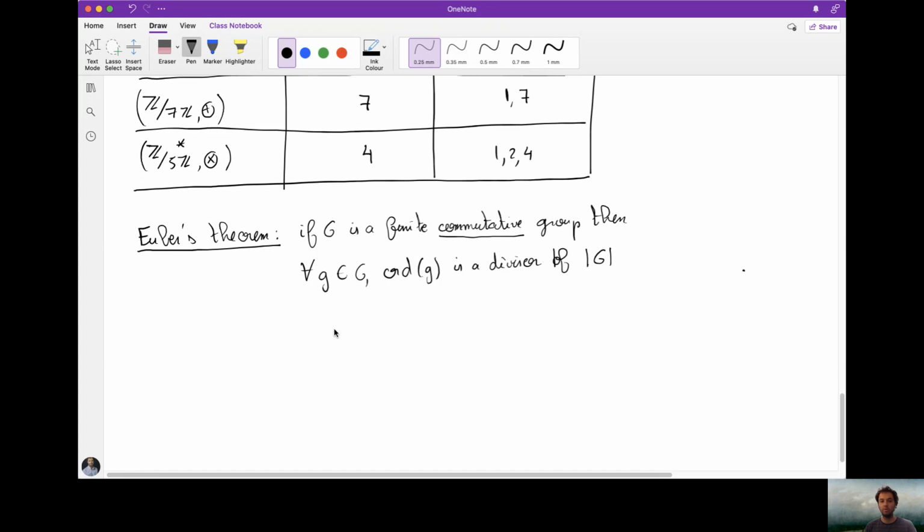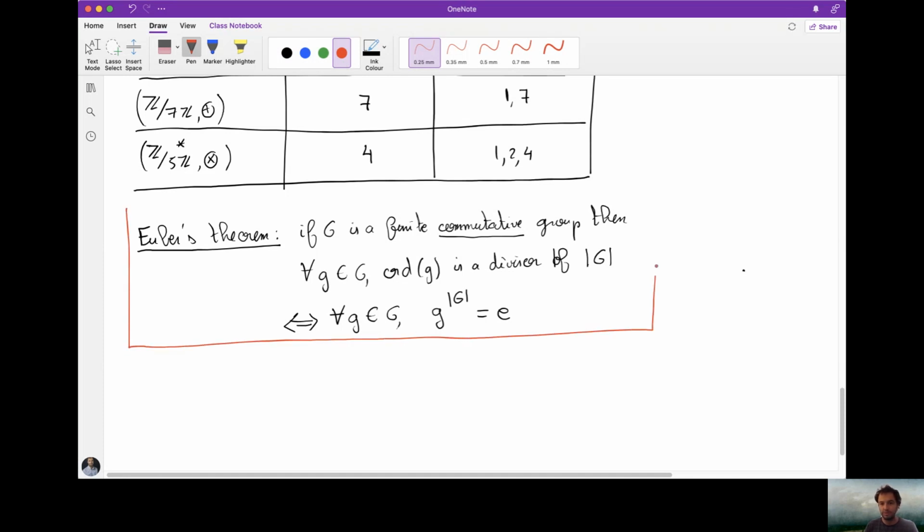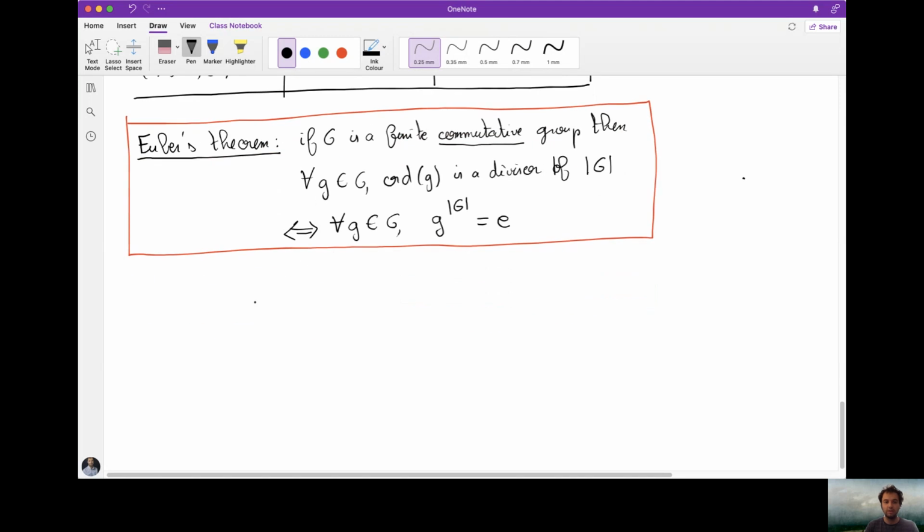okay? And equivalently, another way of saying exactly the same thing is that for all elements g of the group G, if you take g to the power the cardinality of the group, then you find the identity element, okay? And this is a very, very important theorem that we will be using very often, okay? So let me show you a few things of why this theorem is important. First, just some examples.